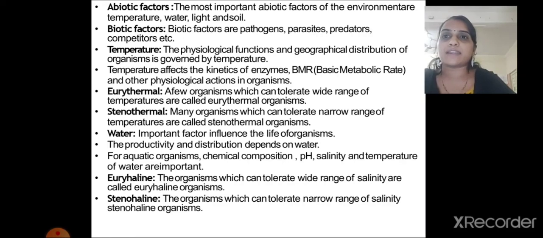Temperature affects the kinetics of energy, the BMR, basic metabolic rate. Basic metabolic rate means the rate at which metabolism is shown by the living organism and energy is generated. So basic metabolic rate depends on the temperature. The other physiological actions in the organism are also carried out accordingly. Based on the temperature, the organisms are of different types.